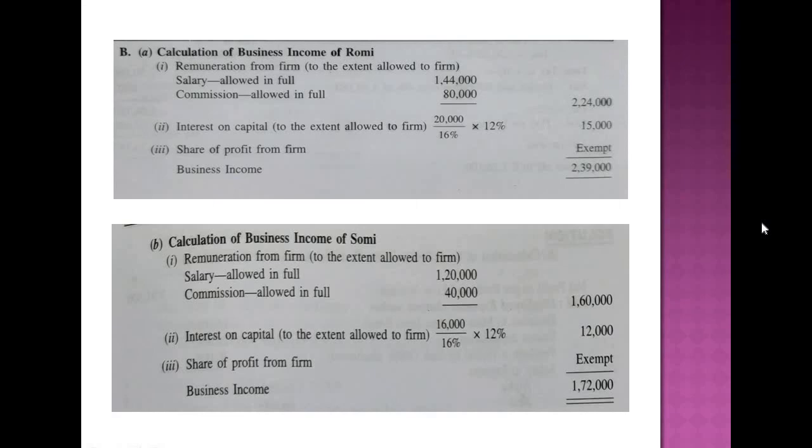Then the business income of Somi. Again, remuneration from firm has been taken in full since the total remuneration is less than the limit of remuneration under section 40B. In that case, we have taken the salary in full and also the commission in full. So 1,20,000 plus 40,000, you'll get 1,60,000. And the interest on capital to the extent of 12%, you'll get 12,000. And the share of profit from firm is exempted from tax. So the business income of Somi will be 1,72,000.